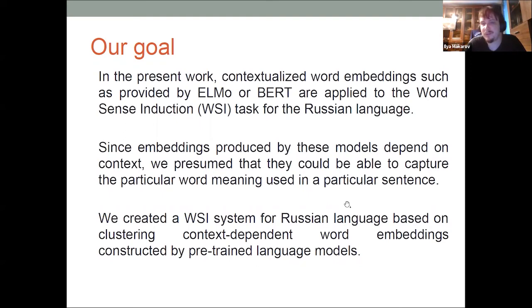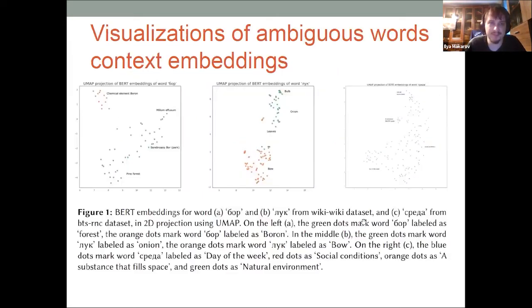And since embeddings produced by these models depend on the context, we presume that they could capture the particular word meaning used in a particular sentence. We created a word sense induction system for the Russian language based on clustering context-dependent word embeddings constructed by pre-trained language models. So here, let me introduce some examples of these ambiguous words and their embeddings.